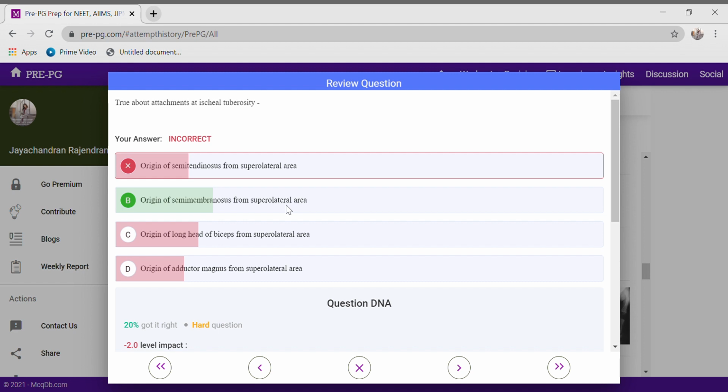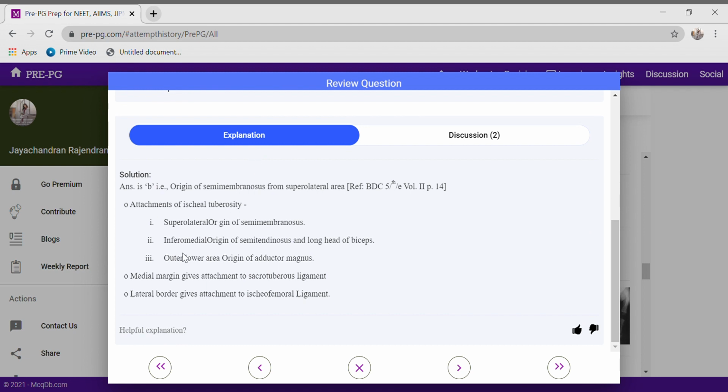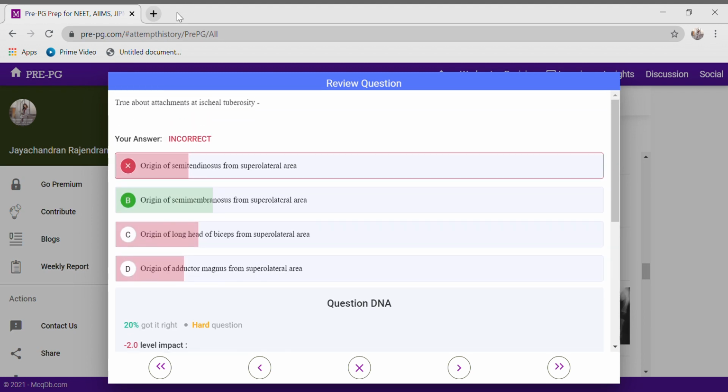So the attachment of this is on the ischial tuberosity: the superior lateral area only for semimembranosus, whereas the inferior medial area is for semitendinosus and the long head of biceps. The medial margin gives attachment to the sacrotuberous ligament. Its lateral border is for the ischiofemoral ligament, which is the weakest ligament, I told you. The outer lower area is the origin of adductor magnus. Today we saw about adductor magnus. This is also the inferior lateral region only.